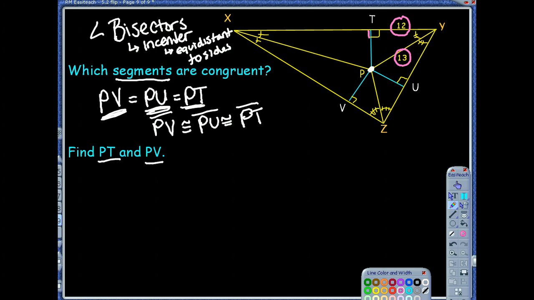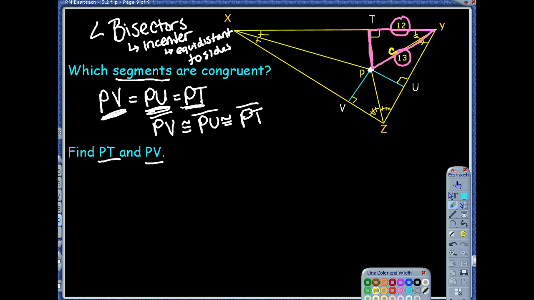Well, PT and those two segments actually form a right triangle. We talked about this not that long ago: if I know two of the sides of a right triangle, and the right triangle I'm talking about is PTY, then I can use the Pythagorean theorem to find PT. Now, in terms of A, B, and C, the hypotenuse is the one we have to be most careful with, which is the 13. So that's the C. As long as I know that, the order of the other two sides doesn't matter.